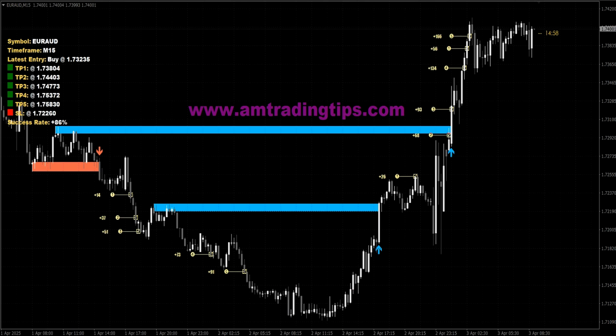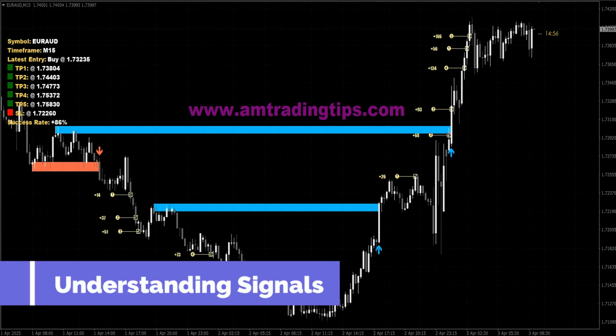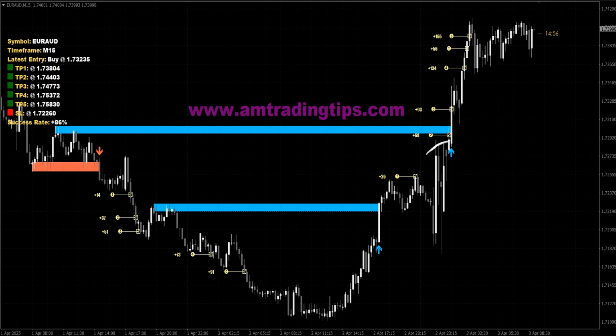Alright, now let's jump straight onto the charts and see how the Easy Breakout Indicator works. How to use the Easy Breakout Indicator. Understanding the signals. Buy signal. You'll get a buy signal when the price clearly breaks above the blue resistance line. That suggests price could continue higher. Sell signal. A sell signal appears when the price breaks below the red support line, suggesting price may continue lower.